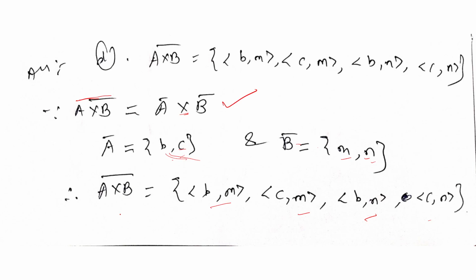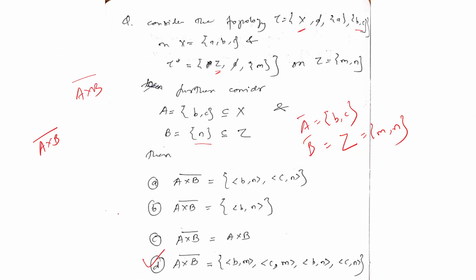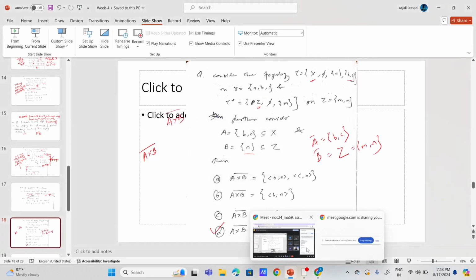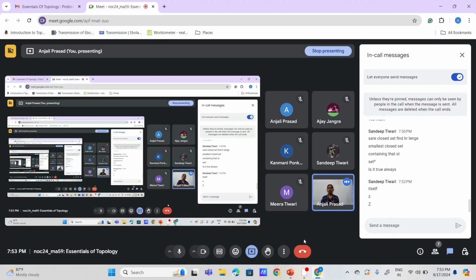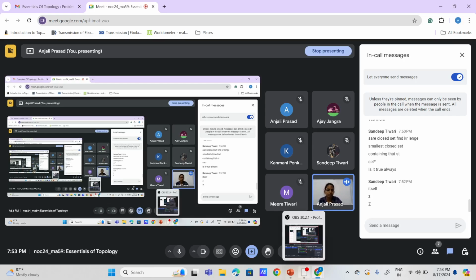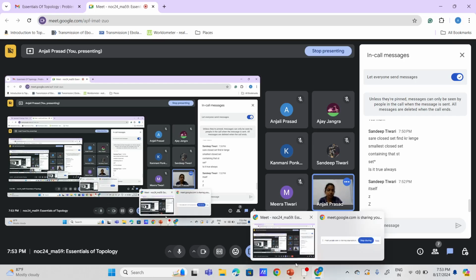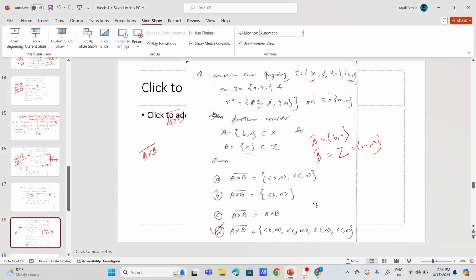Is it true? Okay. So that is the question for you. I was going to ask you, so you all find it. Is it true or not? I told you about this closure part. That is your duty to find out. Does this property hold for interior also? That is, A cross B whole interior is equal to A interior cross B interior.